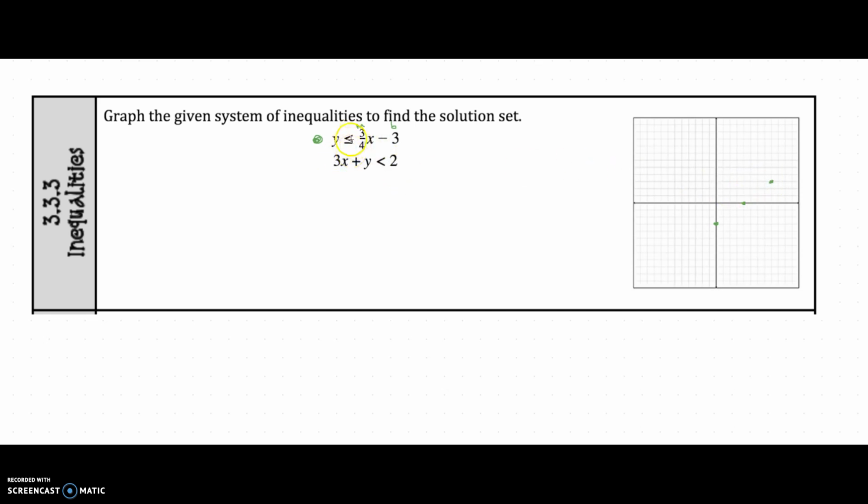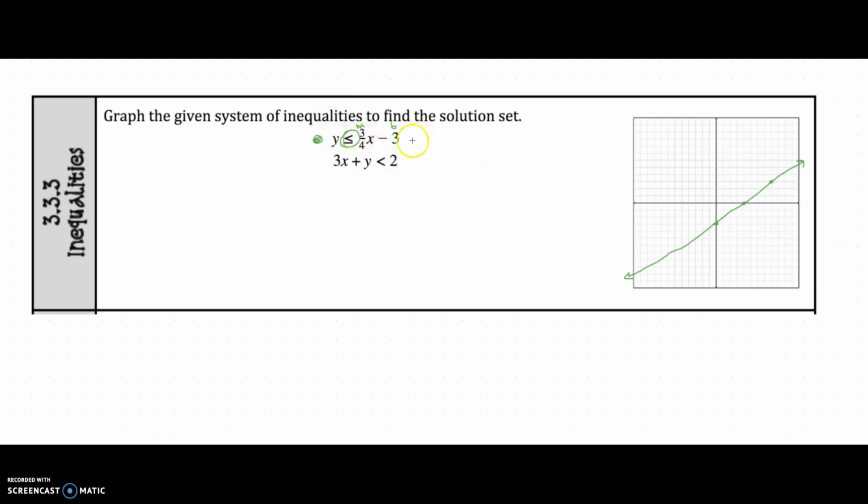Then I want to look at my inequality symbol. Since it has the line underneath the or equal to part, I do want to use a solid line. You should make sure that you are using a ruler, but this is a good estimation for us today. And then we need to do some shading. I would highly recommend you do the shading for the first inequality before you start the second one. It's very hard once you get two lines on there to know which goes with which.